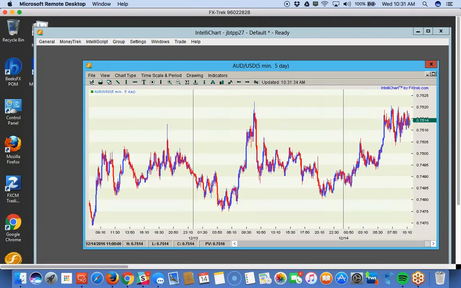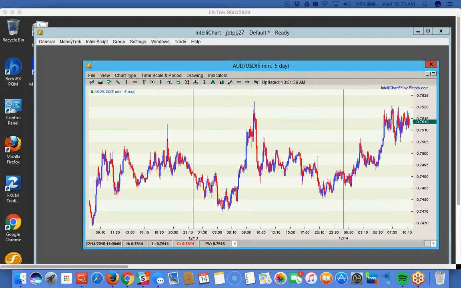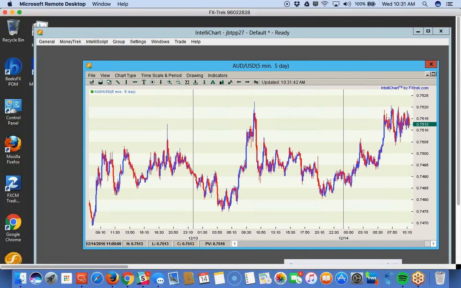Everybody seeing the Aussie dollar chart here? Somebody give me a yes? Okay, excellent. Thank you, Chen. Okay, just want to make sure that we're in sync here. Okay, so let's go.